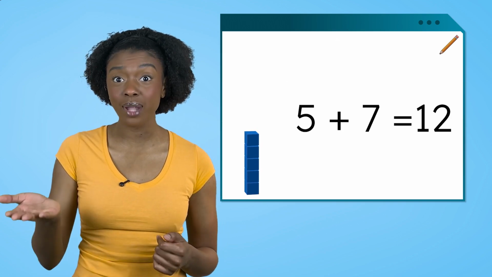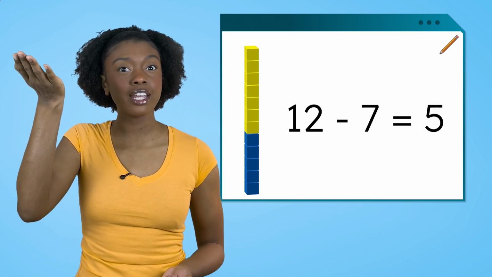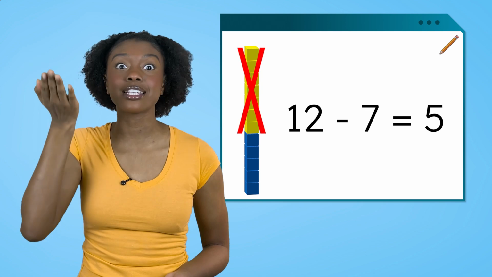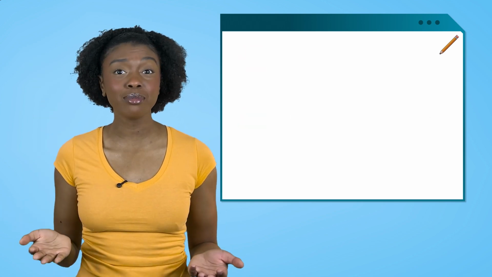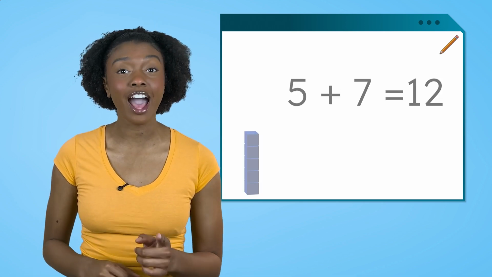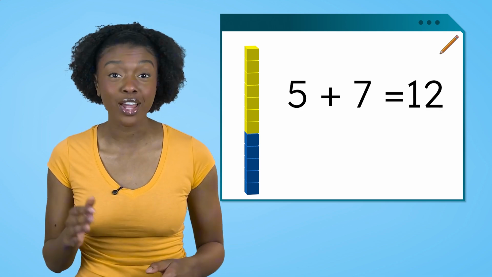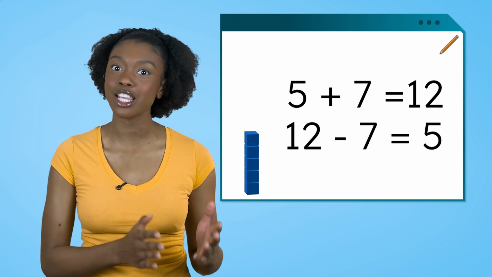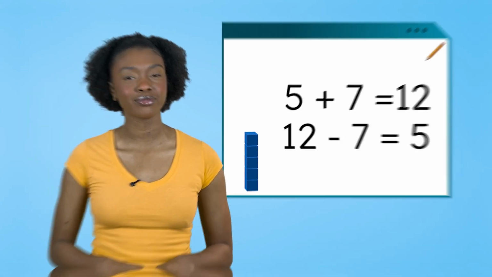If you stack 5 blocks and then add 7 more, you have 12 blocks. But if you start at 12 and take 7 blocks away, you're back to 5. Fact families show you how addition and subtraction are always connected. So if we know that 5 plus 7 equals 12, we also know that 12 minus 7 equals 5. Let's take a look at another example.